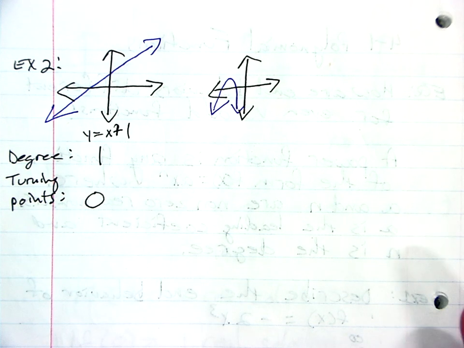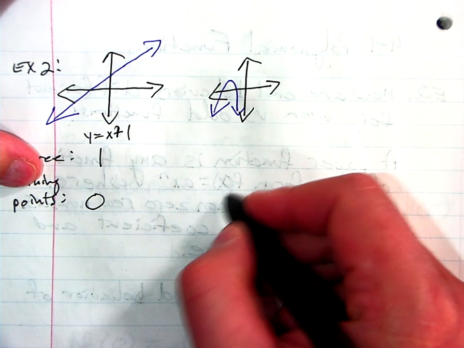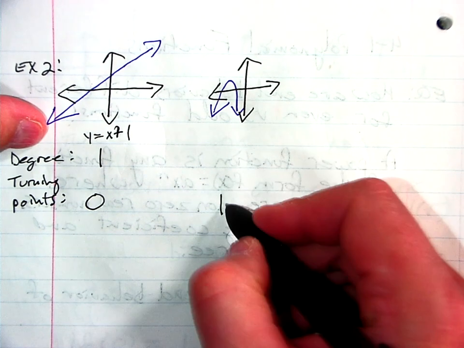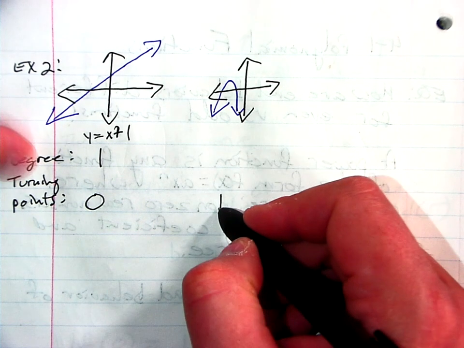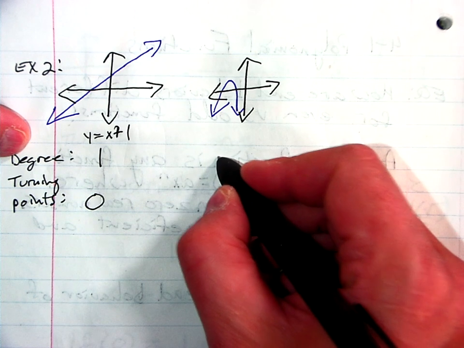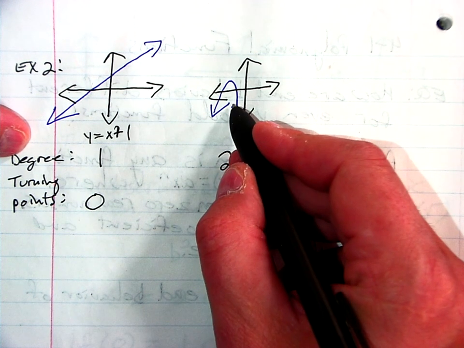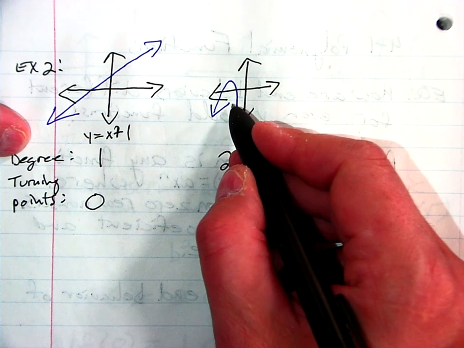How many times does this parabola change direction? Once. So my turning point was once. The degree is 1 more than the turning point. So if the turning point is 1, the degree is 2. And doesn't that make sense? That would be a negative x squared because it's opening down.